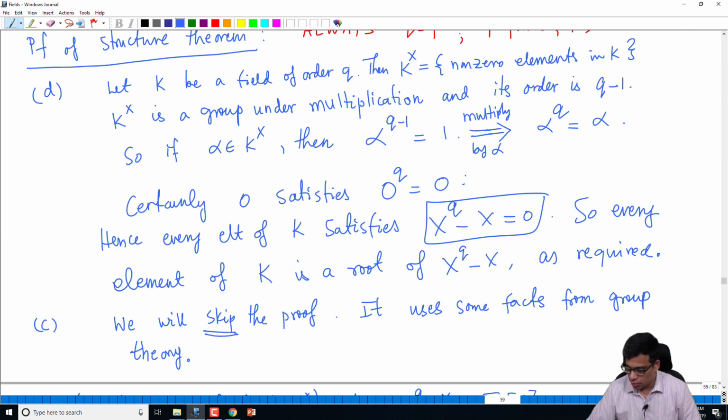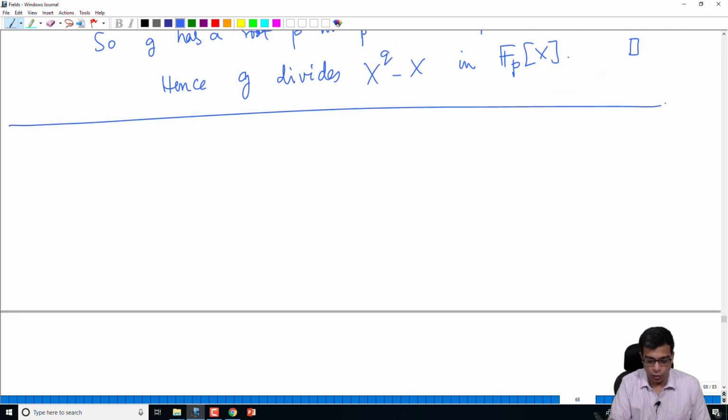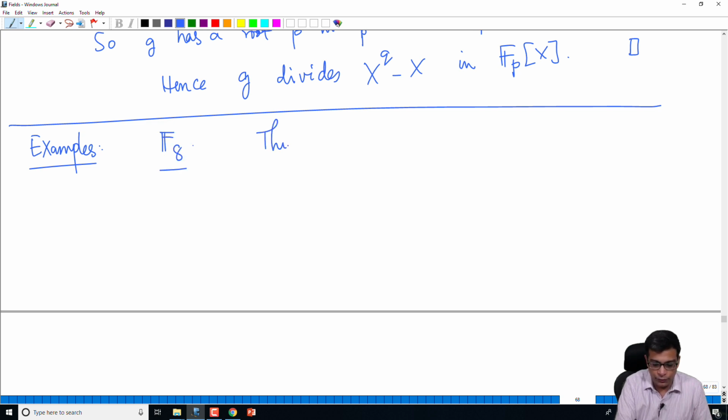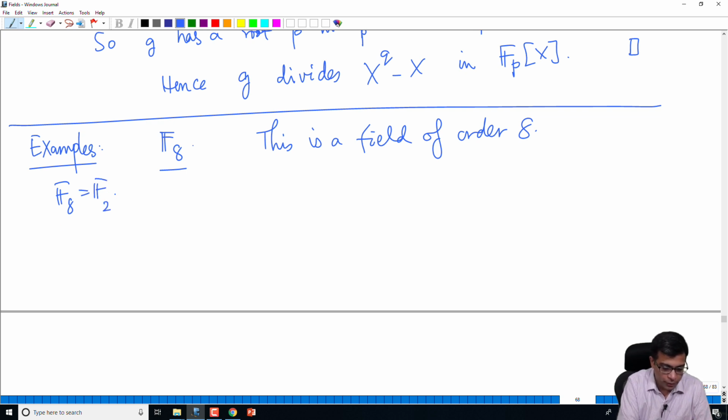Okay, so now let me do some other examples to illustrate this theorem more carefully. So more examples. I'm going to study F8. This is a field of order 8. We know from the theorem that such a field exists, and any 2 fields of order 8 are isomorphic. So in fact, I will write this as F2 cubed, and it will contain F2. It is degree 3, so it will not contain any other field in the middle because no other number divides 3 other than 1 and 3.